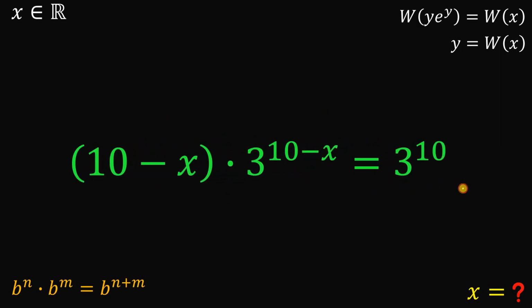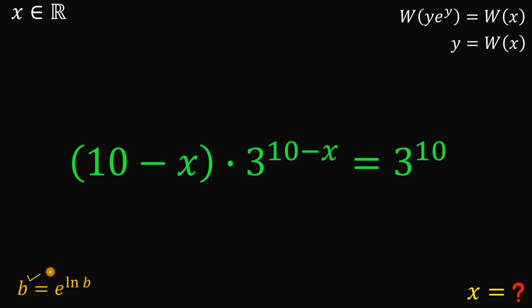Let's move this 3 raised to the power of 10 on the right-hand side. Now, same thing, 10 minus x and 10 minus x. Now, how do we turn this 3 into an e? Let's focus on this identity.